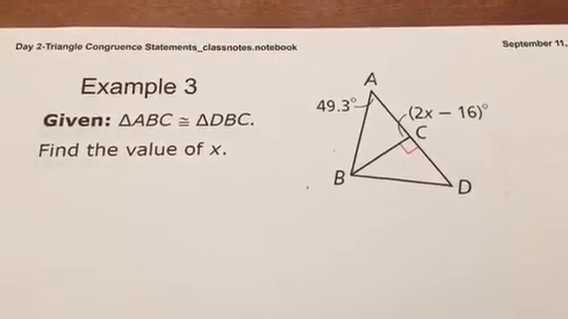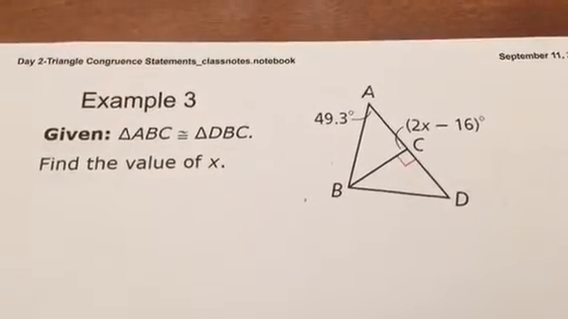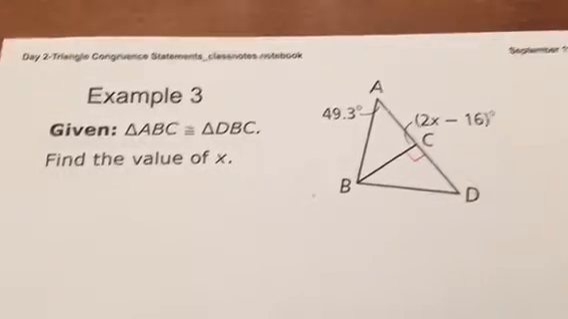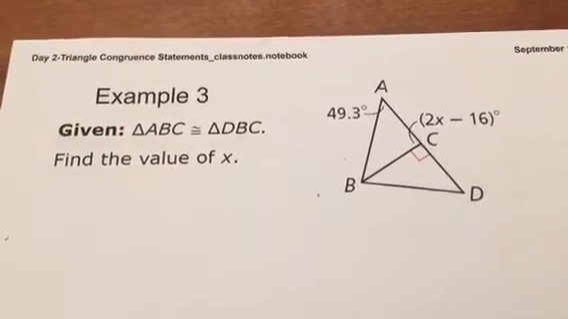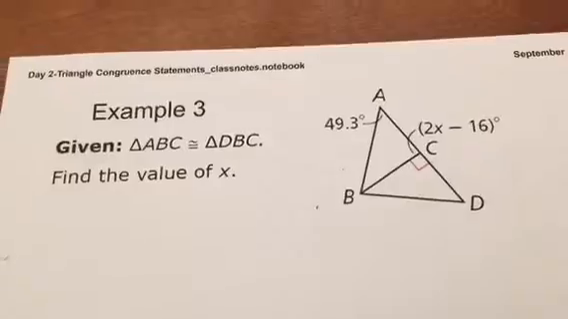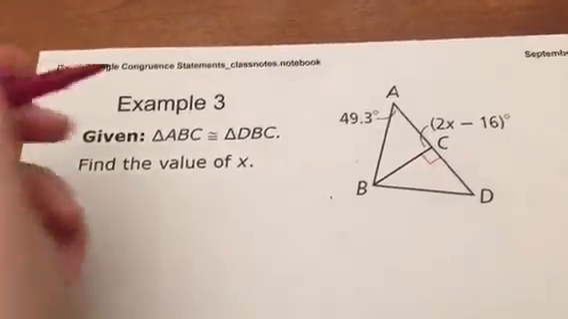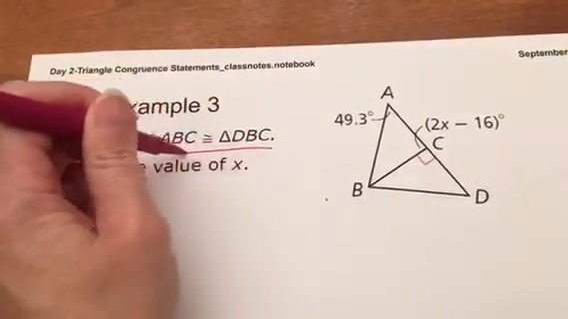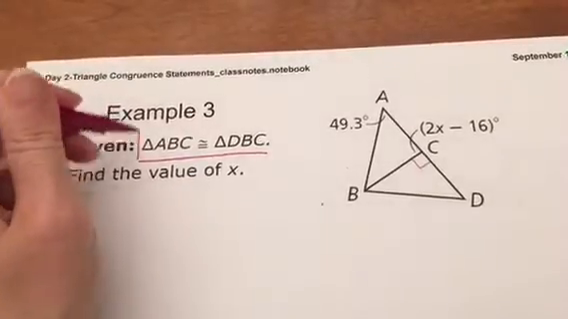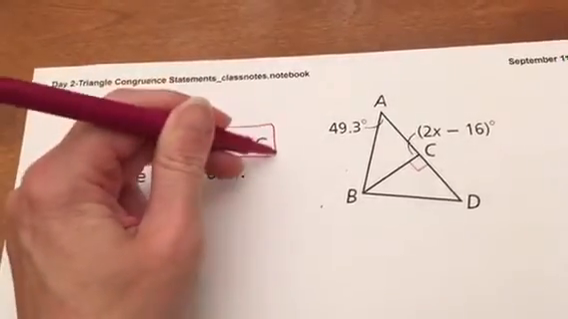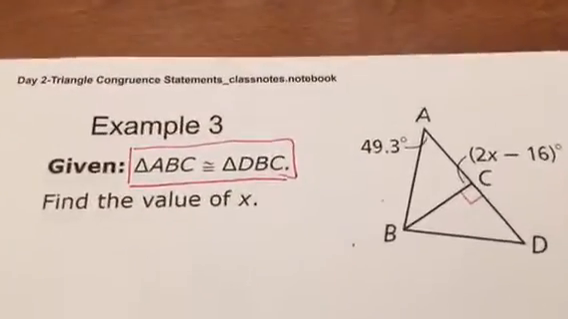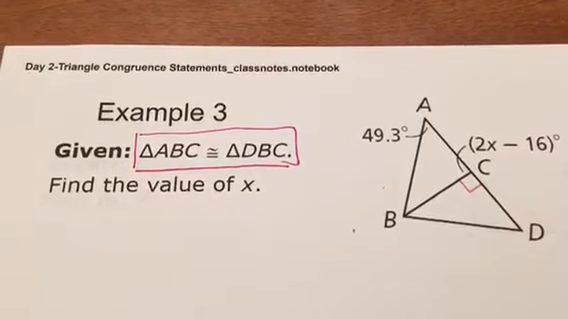Okay, so most of the problems you have are going to be a lot more complicated than just naming congruent parts. We're going to give you pieces of a triangle and ask you to use the clues in the triangle to figure out the values of angles and sides. So in this problem, you have to read the problem. We always talk about not skipping over reading the problem. So you have a big clue here that triangle ABC is congruent to DBC.